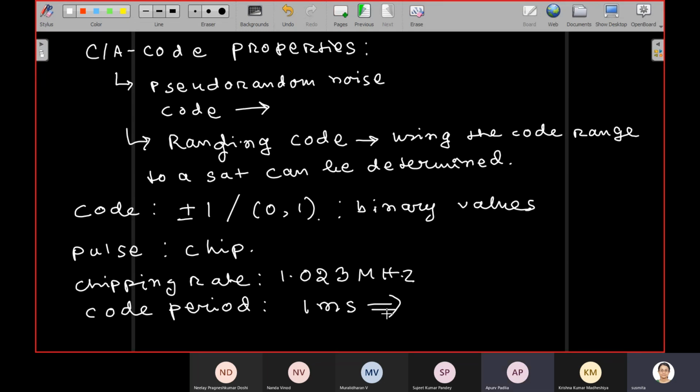1023. 1023 chips are there in a millisecond. So in a code period, 1023 chips are there. Let's call this number capital N. For other codes, we will have different numbers.